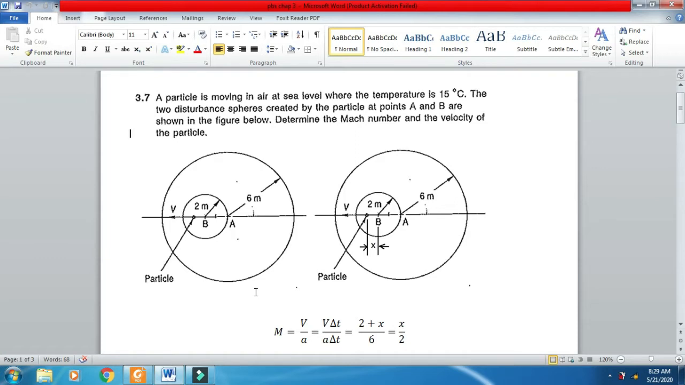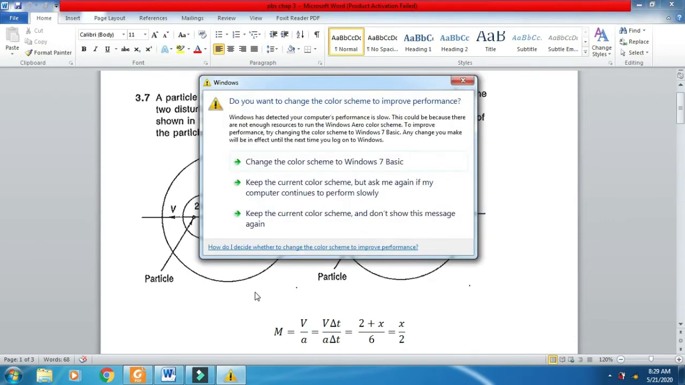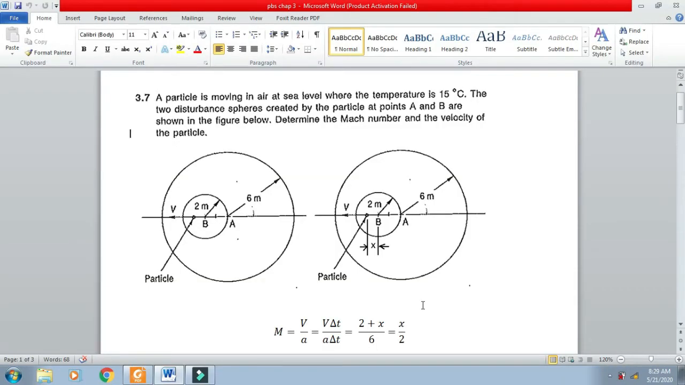To solve this problem, we assume a distance x between point B and the final location of the particle. When the particle was at A, it emitted a wave and it was moving towards the left. When it passed through B, it emitted another wave. When the particle reached the final point, the wave fronts in spherical form are shown.